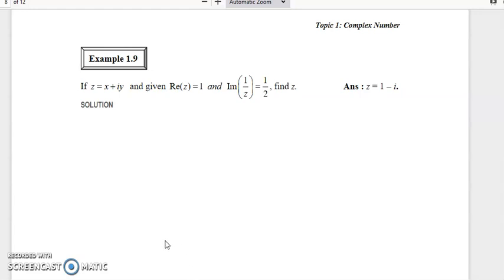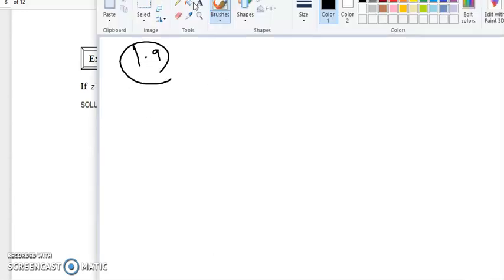Okay, so let's see example 1.9. It is given z is equal to x plus iy, actually the same thing as x plus yi, and given that the real of z is equal to 1, and the imaginary of 1 over z is equal to 1 over 2. Find z. Okay, so first put down what they have here.